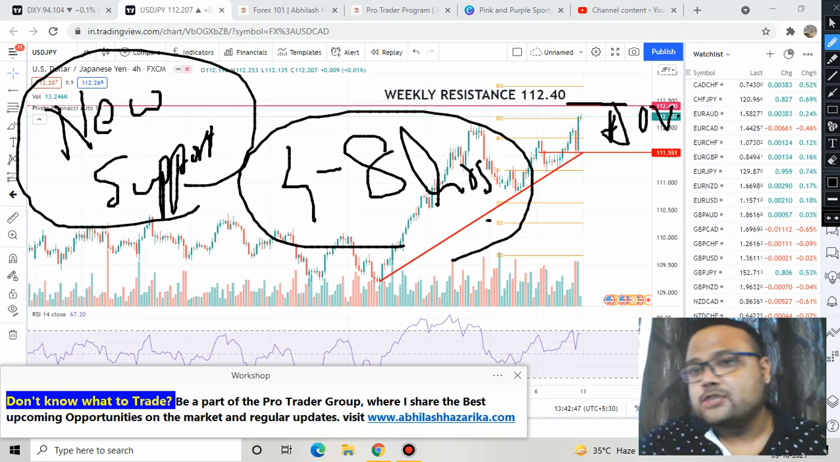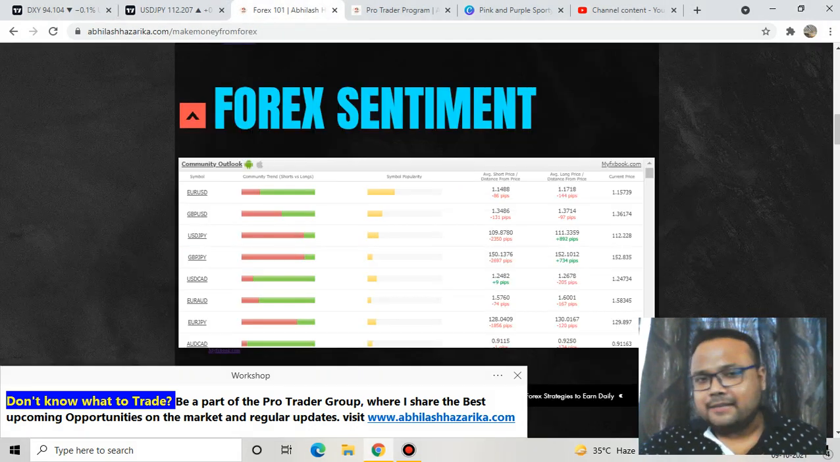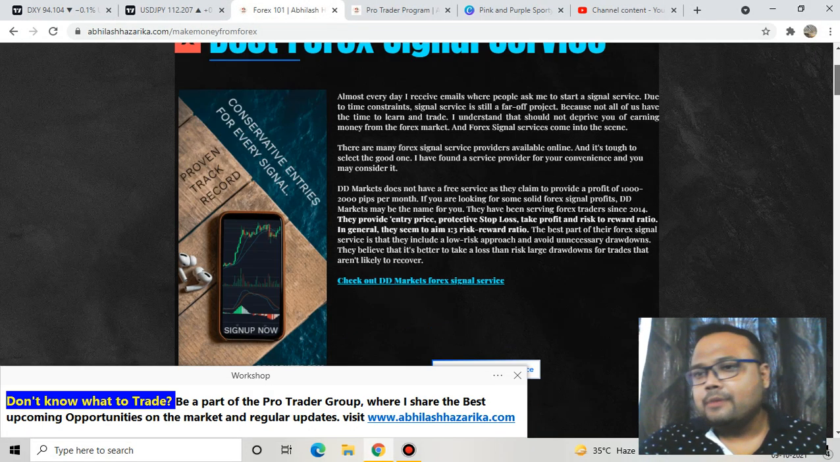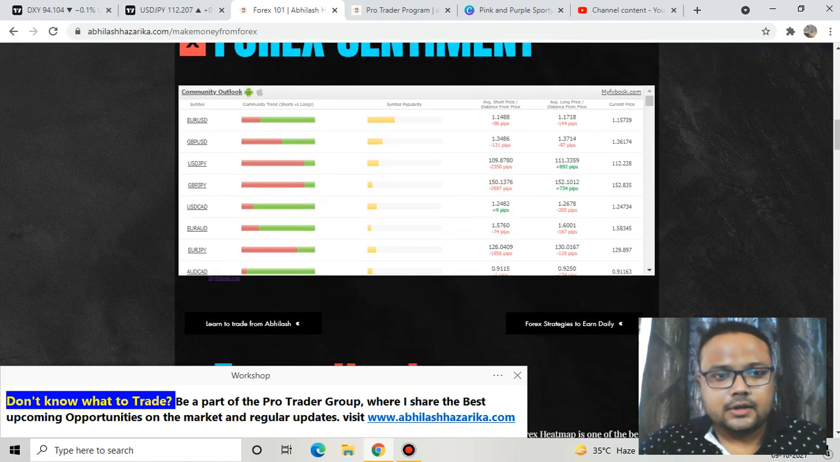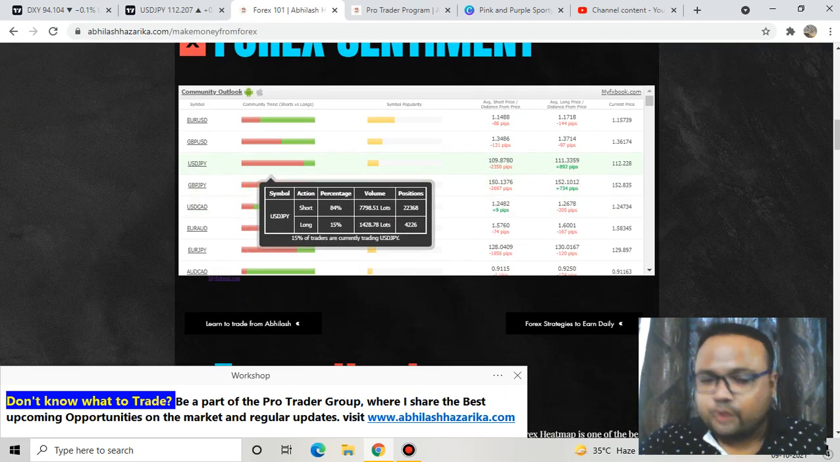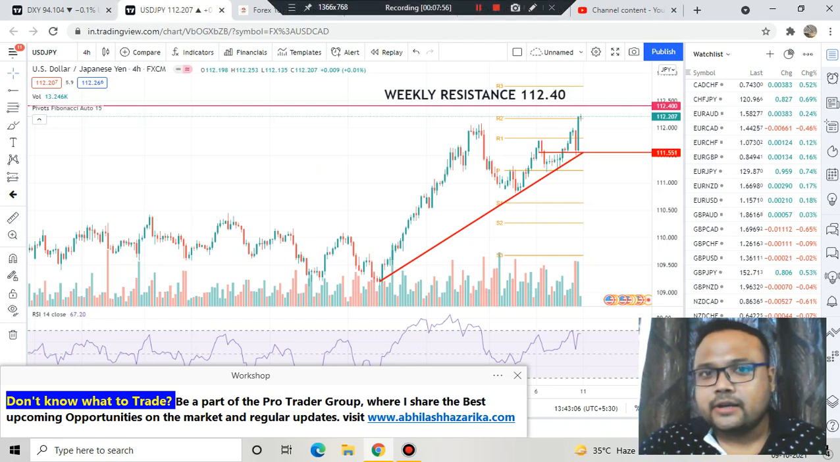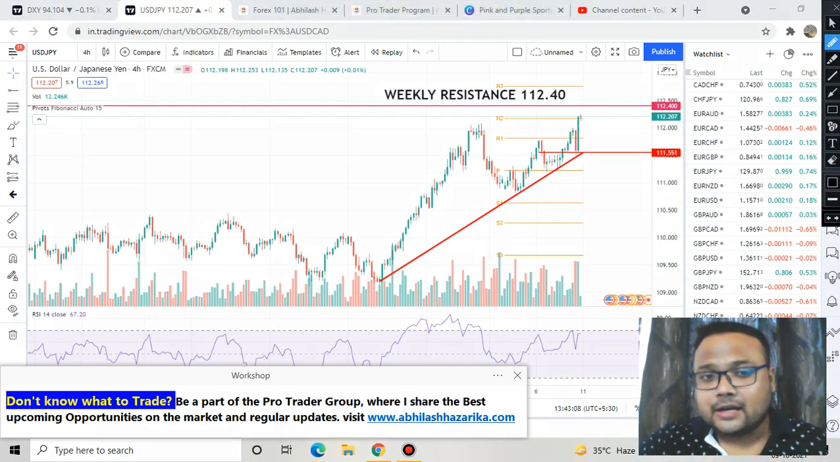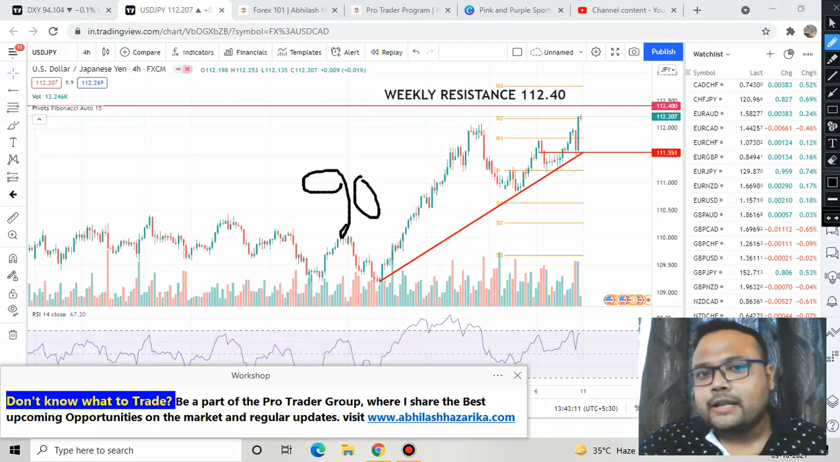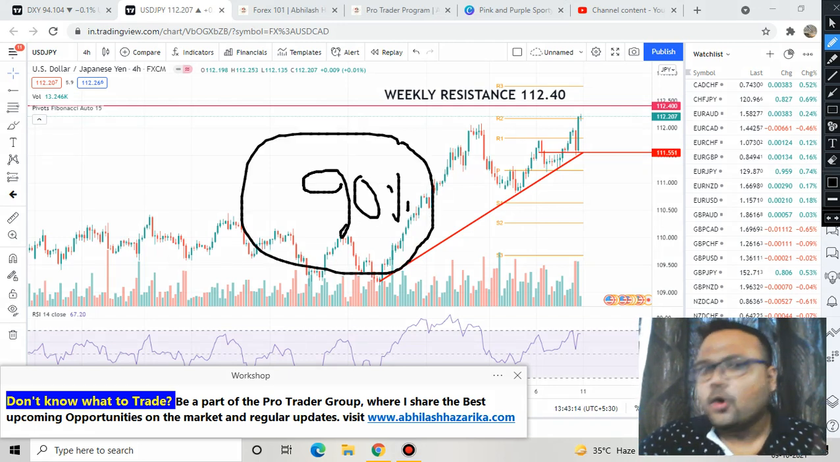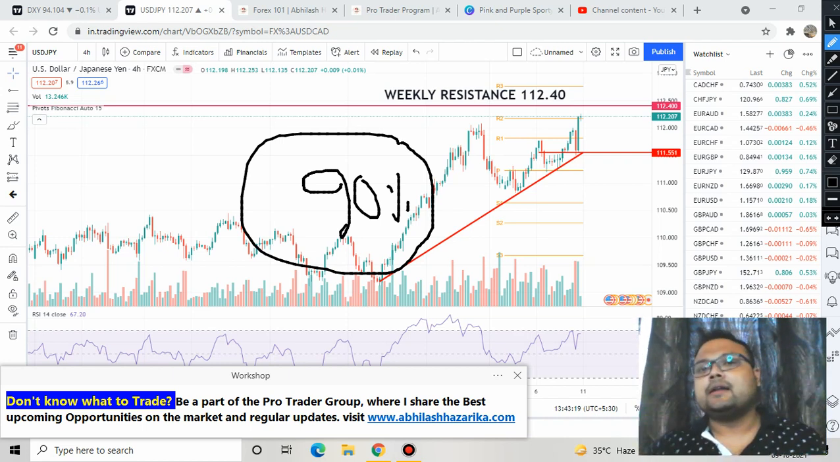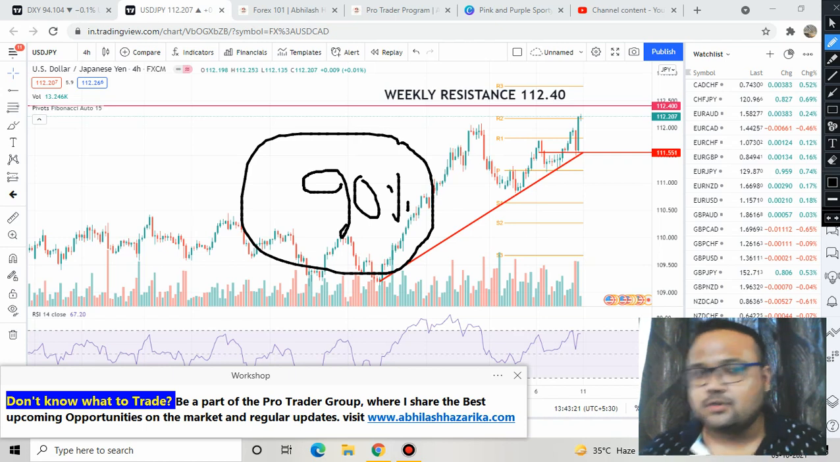If we look at the Forex sentiment meter here, you will find it on my website abhilashhazarika.com. You can see that 84% of retail traders have taken a short position and only 15% have taken a long position. So 84% of retail traders are in huge loss right now, and we know very well that more than 90% of retail traders lose money. Why? Because they fail to follow the trend of the market. This is the trend of the market and traders have taken short positions. So do not make the same mistake, my dear friends.